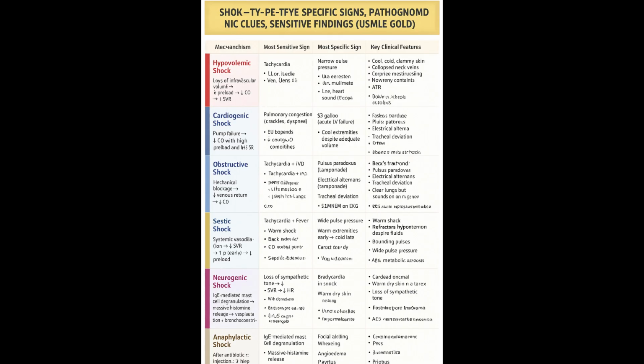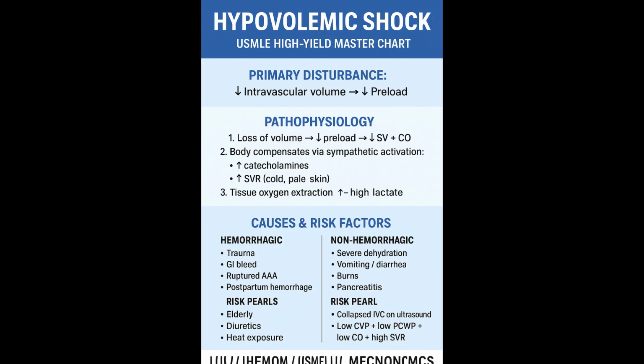Okay, so let's unpack this. We can start with the cold shocks. They're grouped together because they share one key physiological response, which is a high systemic vascular resistance, or SVR. The body knows something is wrong with the circulation, and it compensates by clamping down hard on all the peripheral blood vessels. And that's why the skin is so cool and clammy. That's it. Hypovolemic shock. We could just call it the empty tank. This is just pure volume loss.